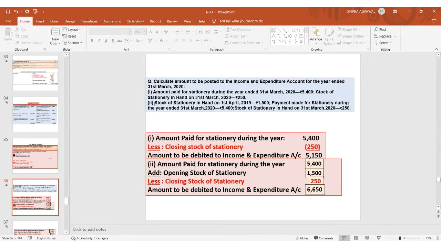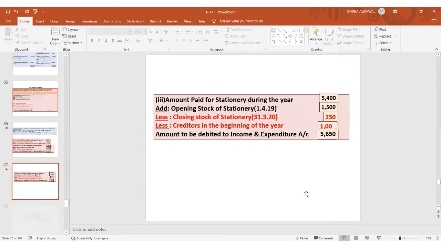Now moving on to the second case, where your stock of stationery in hand is 1,500 on 1st April 2019. So that is my opening stock. Opening stock will certainly be used in the current year, so that is to be added. Then payment made for stationery during the year is 5,400. So my starting point is 5,400 plus the opening stock. Then your closing stock is 250. This closing stock, as I told you, will be used in the next year. So accordingly, the amount that is to be debited to income and expenditure account is 6,650.